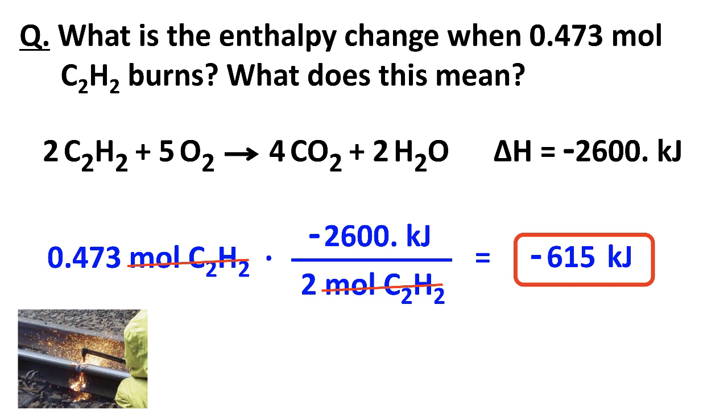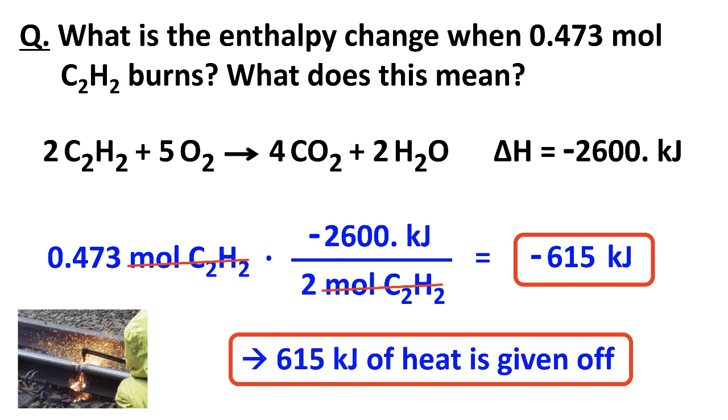615 is the quantity, 615 kilojoules, and the negative simply means energy is given off. So in words, what this means is that this amount of acetylene, when it burns, gives off or produces 615 kilojoules of heat.